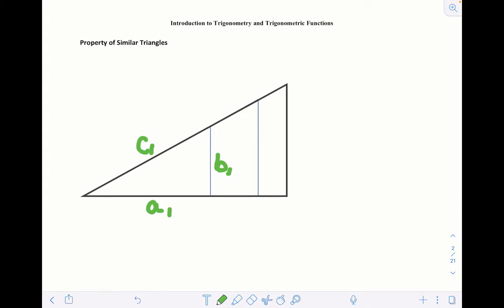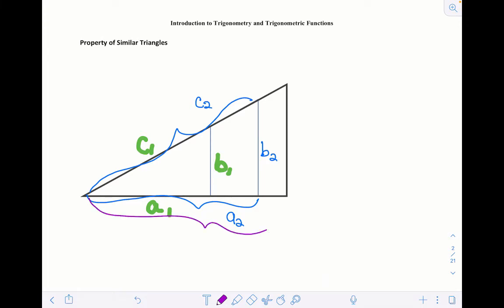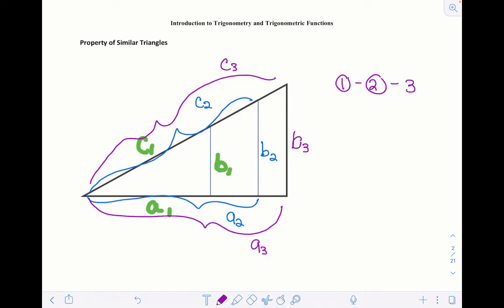Let's say that, change the color here. If we've got this length, I'm going to call that A sub 2, B sub 2, and then this length, C sub 2. And I'm going to do this one more time. So now we've got this whole length here will be A sub 3, B sub 3, and then finally this big hypotenuse now will be C sub 3. So these are all similar triangles. So I might call the first one 1, and then the second triangle, and then the third triangle.